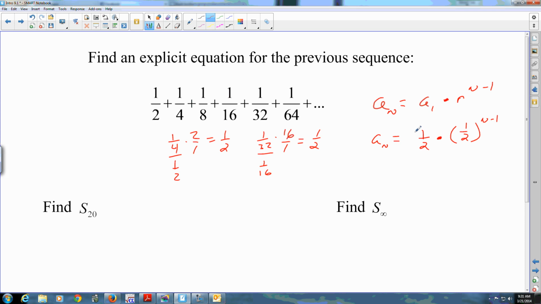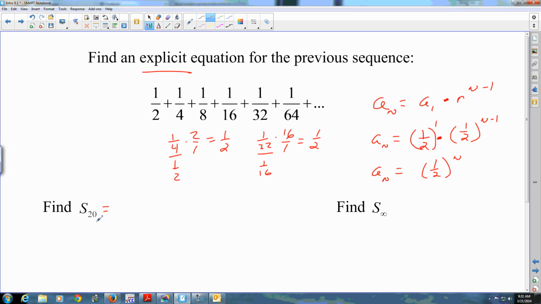Now, what you guys should recognize, this can be simplified. The base is the same, you're multiplying, so you add your exponents. This pattern, to simplify it, is a half to the n. Okay? Now, to find the sum of the first 20 terms, you use the pattern. So we've got the explicit equation. There it is, boom. All right.